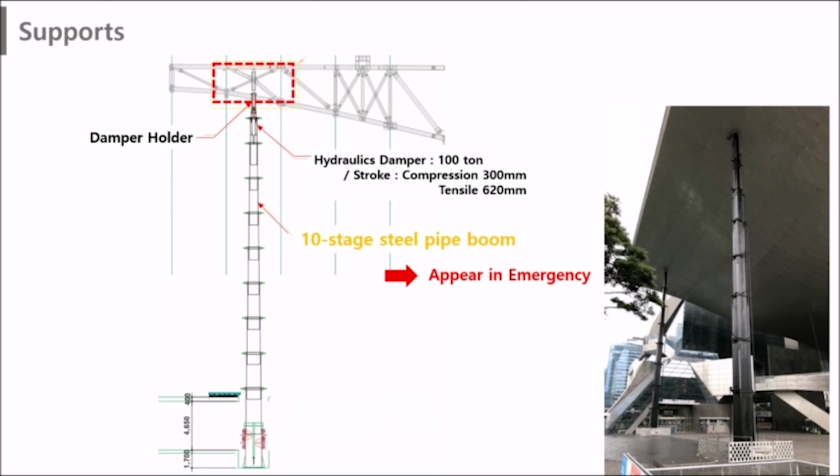In the case of this end support system, the 10-stage steel pipe boom settled in the underground parking lot rises in the event of an emergency and attaches to the roof truss beam. And the lower part of the roof and the upper part of the boom stand are each equipped with a damper holder to effectively support the load.